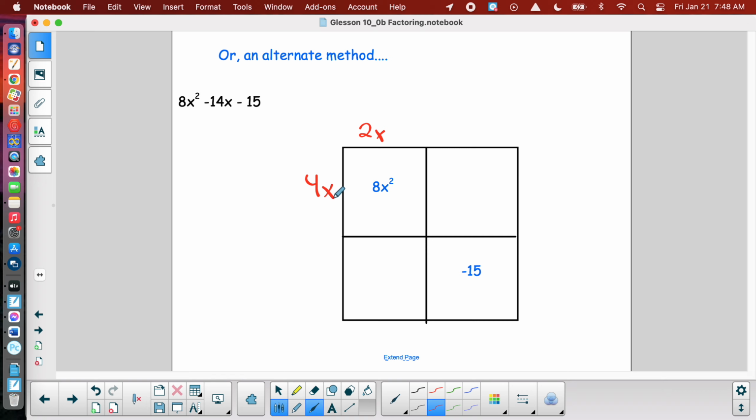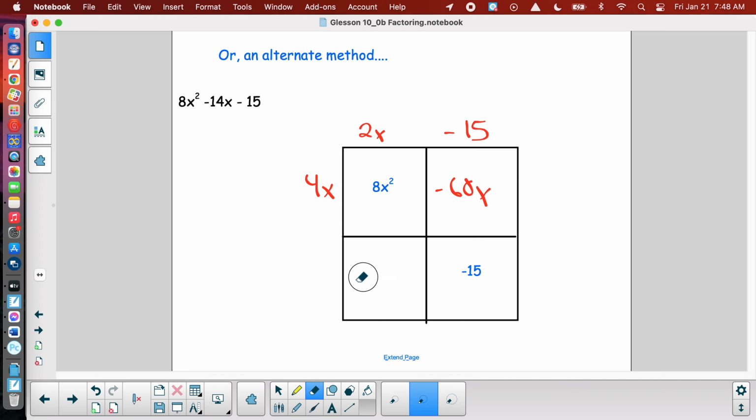Now, what two numbers give me a negative 15? You said negative 15 and 1. Now, how do I know which one gets a negative 15 and which one gets a 1? I don't know. I'm going to guess negative 15 and positive 1. Well, let's see what happens with these two boxes. 2x times 1 is plus 2x. 4x times negative 15 is negative 60x. That doesn't add up to negative 14x, so that's not the correct combination.